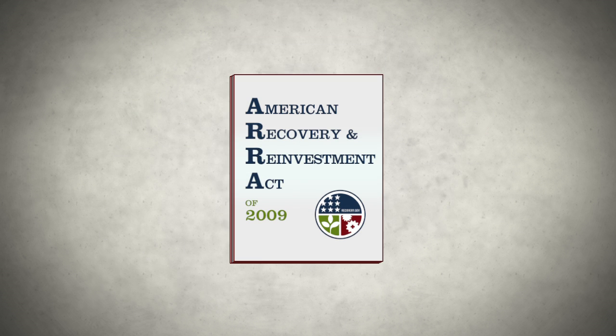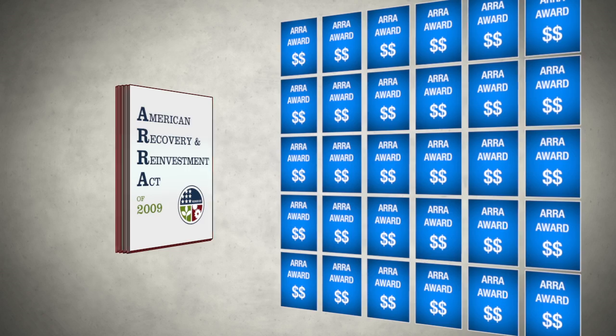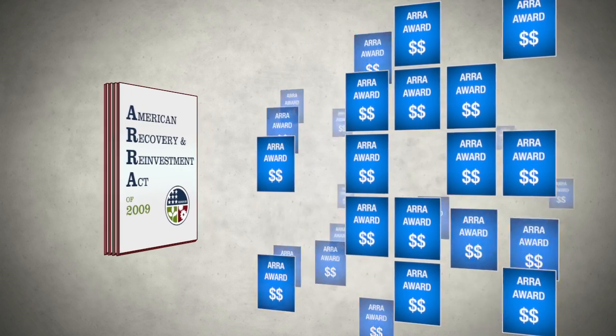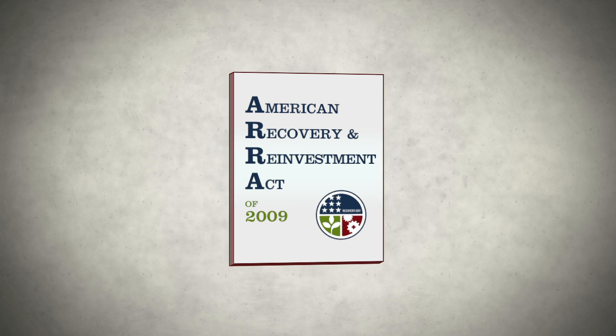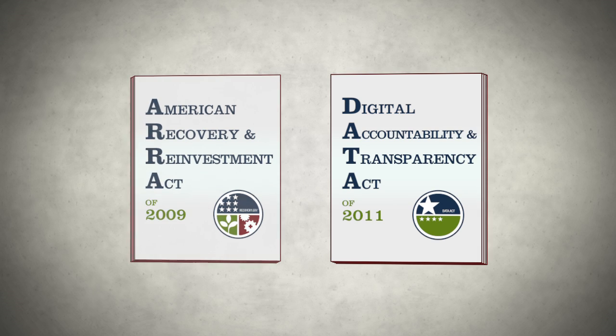In 2009, the Recovery Act set a new standard for the transparency of federal spending. But the transparency only applied to a small group of federal programs, most of which have now ended. In a continuing effort to improve transparency, Congress introduced the Data Act in 2011.